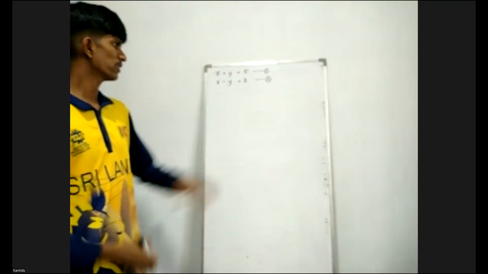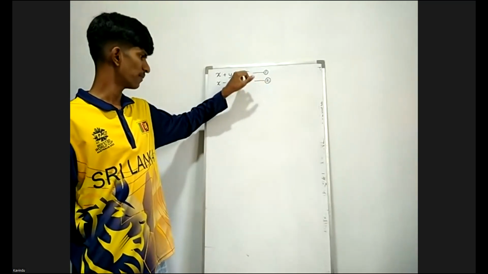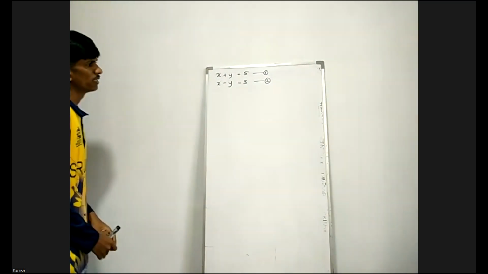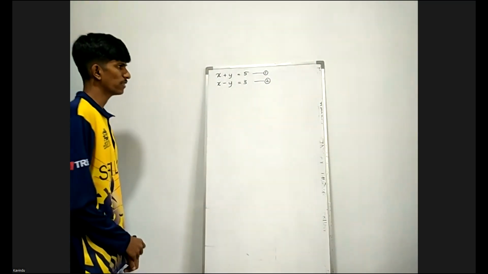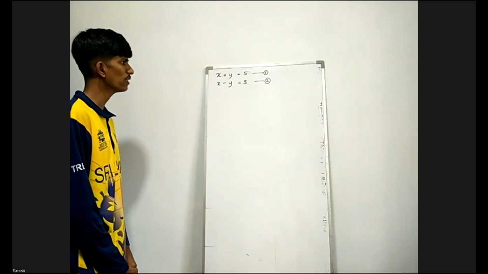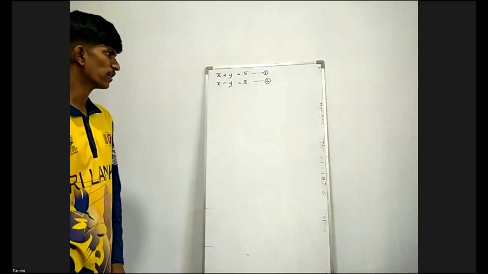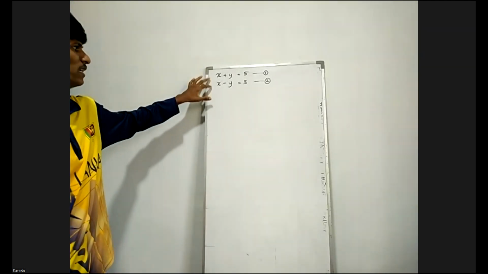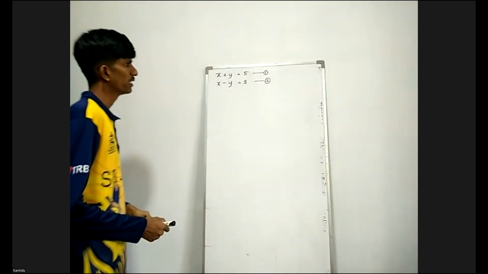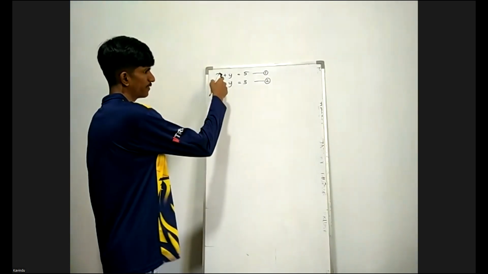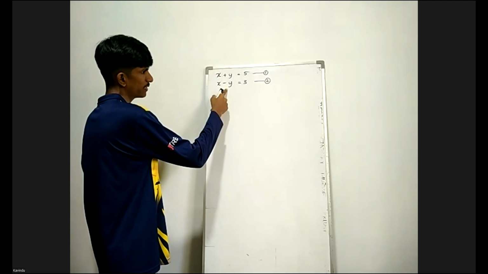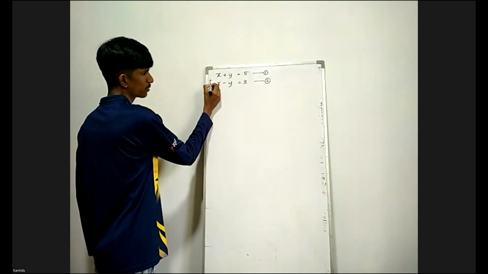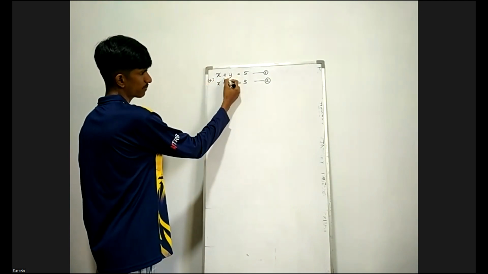First thing we do is number this equation as the first equation and this one as the second equation. Then we have to decide whether we remove x or whether we remove y. We have to remove one of x or y. If we decide to remove y, now see that in these two equations, if we add these two, we can easily cancel plus y with minus y.